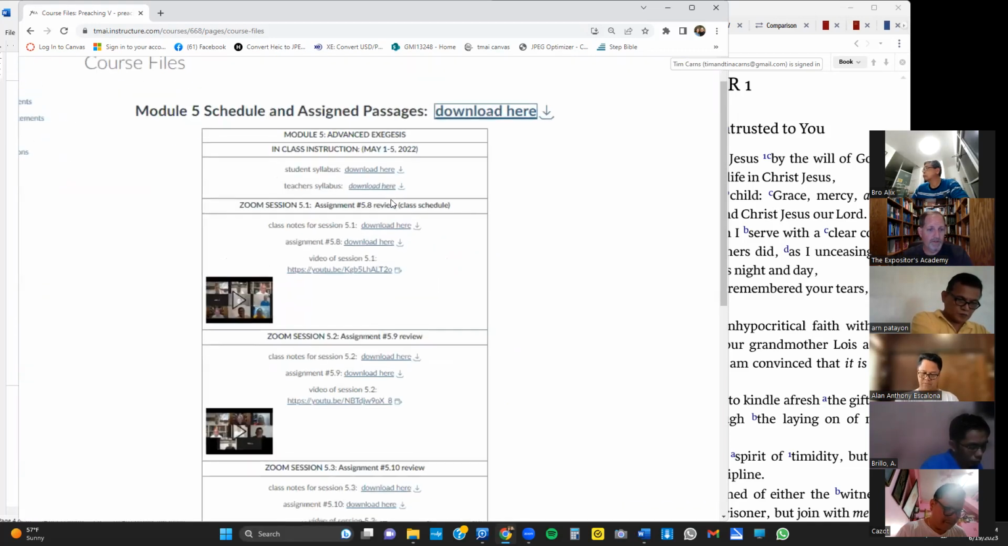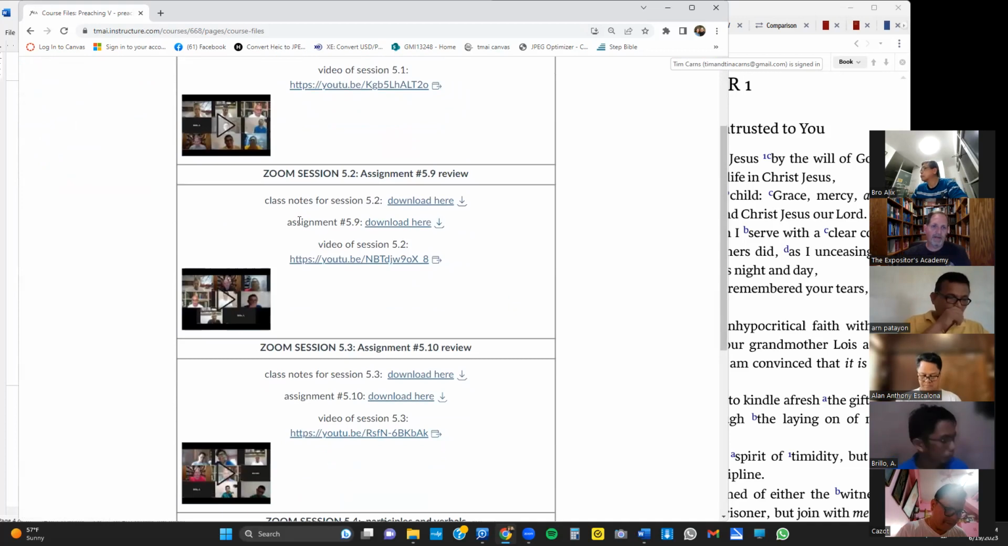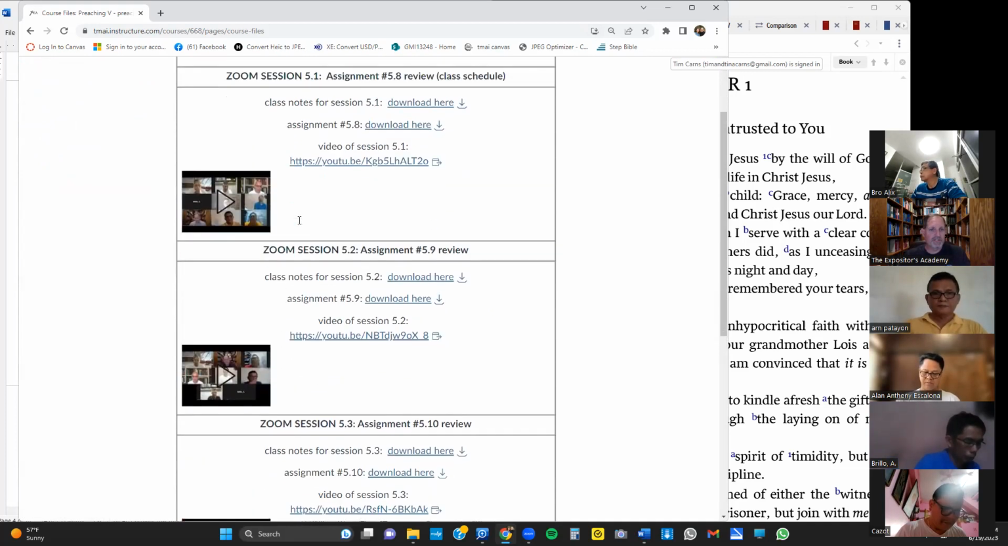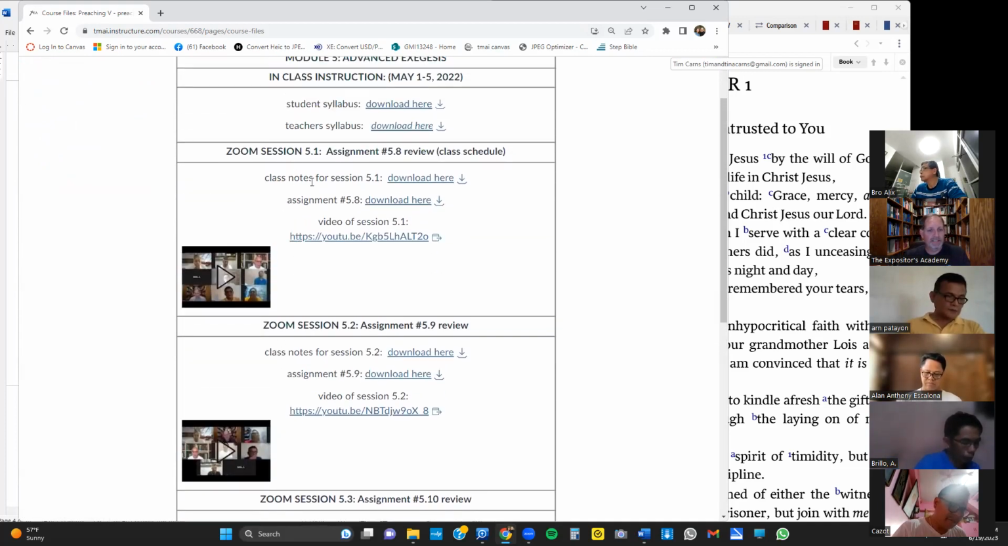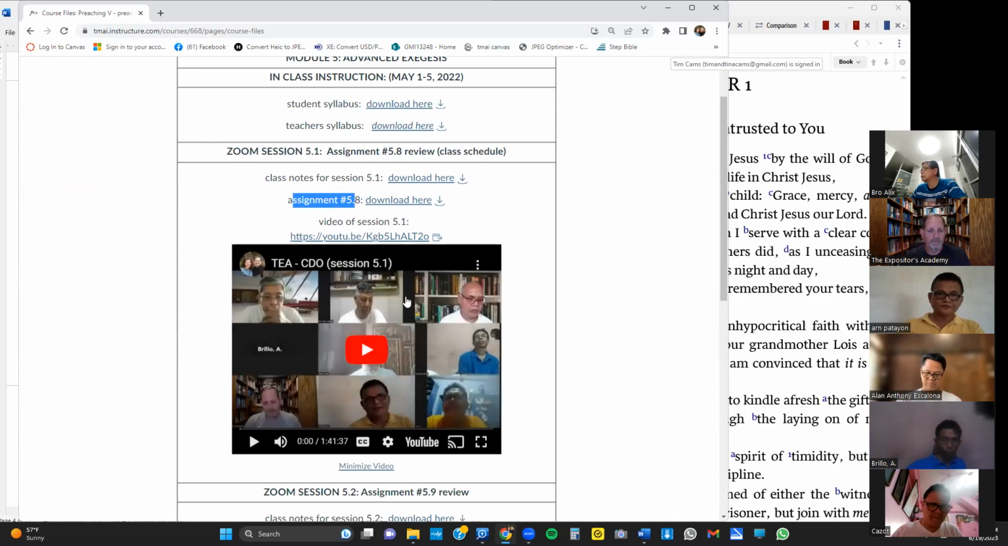And then notice here, we've got all the Zoom sessions, again, just like I've done in the past. And in each Zoom session, we'll have the class notes. That is the notes that I'm giving to you for that particular session, the assignment, if there is one that we focused on in that session, and then of course the video here.